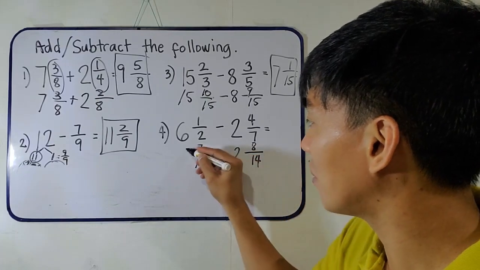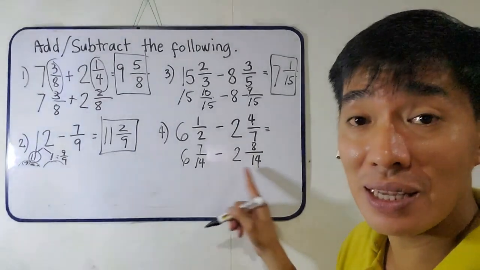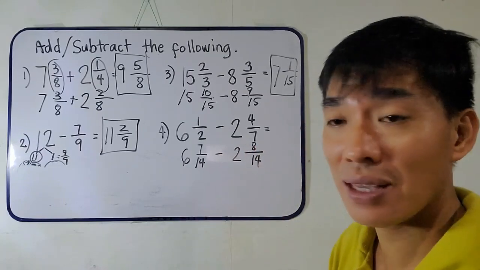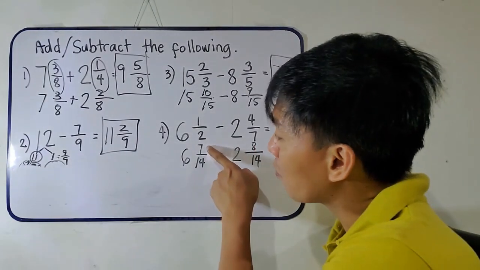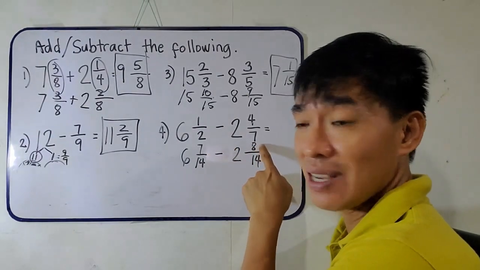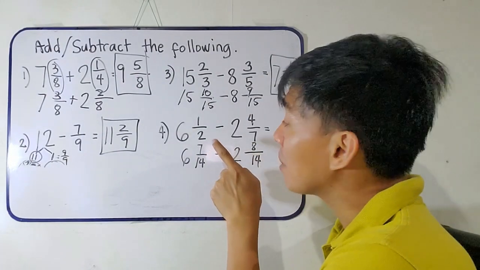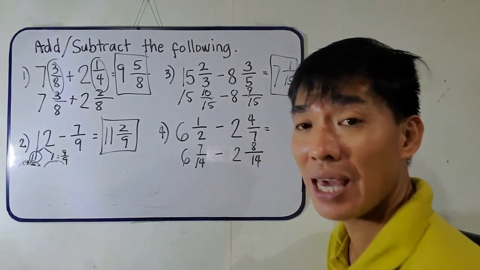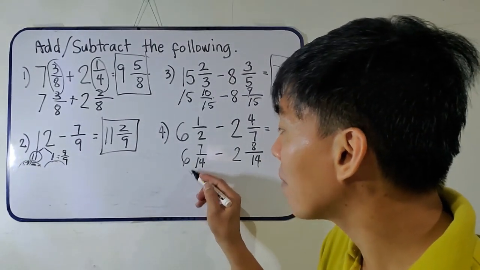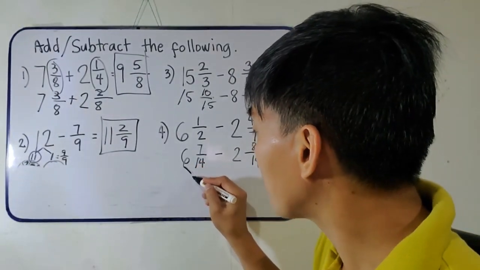Copy the whole number. If you notice here, we could already copy the denominator, but the numerator here is 7 and here is 8. Remember that we cannot subtract 8 from 7 because 7 is less than 8. So it is smaller than 8, and we cannot subtract it by 8 because this is not enough to be subtracted by 8. The next thing that we have to do is to borrow. We will borrow 1 from 6.